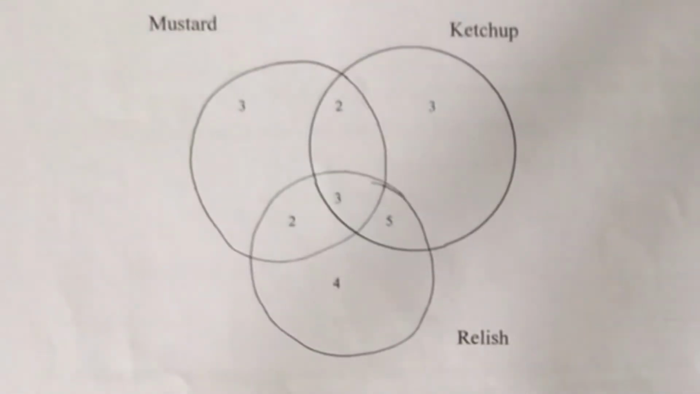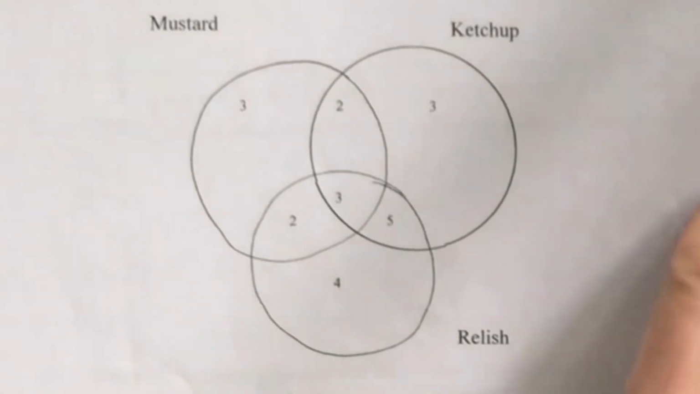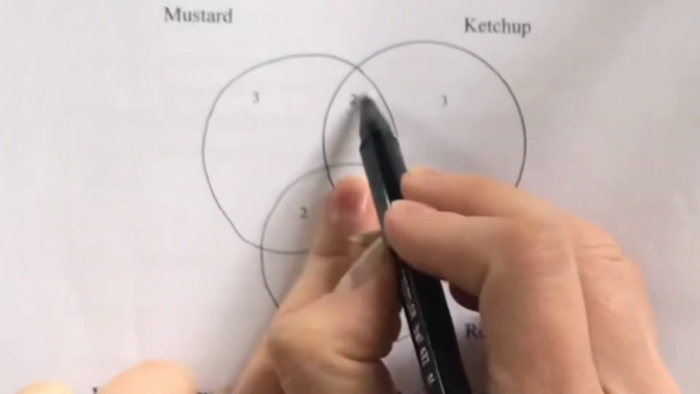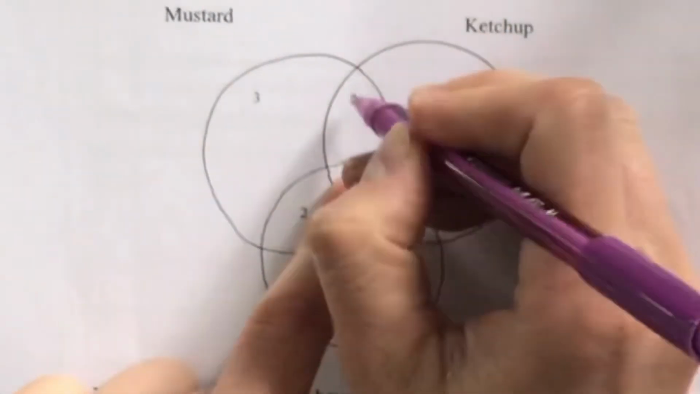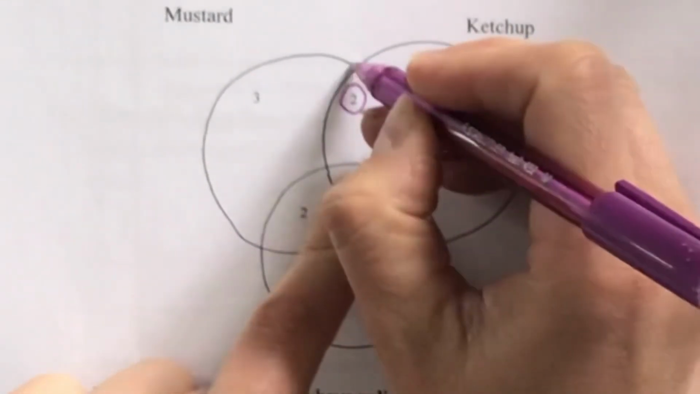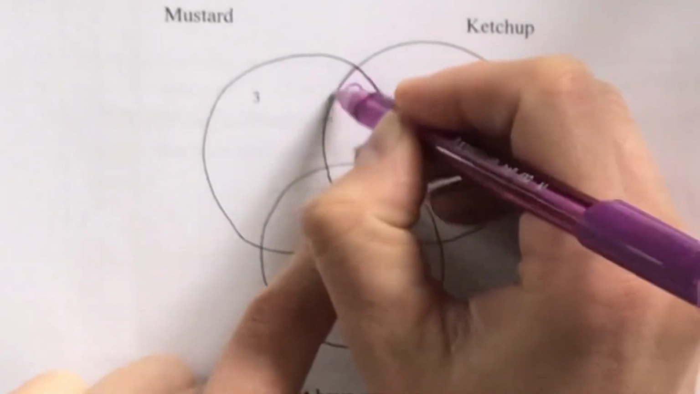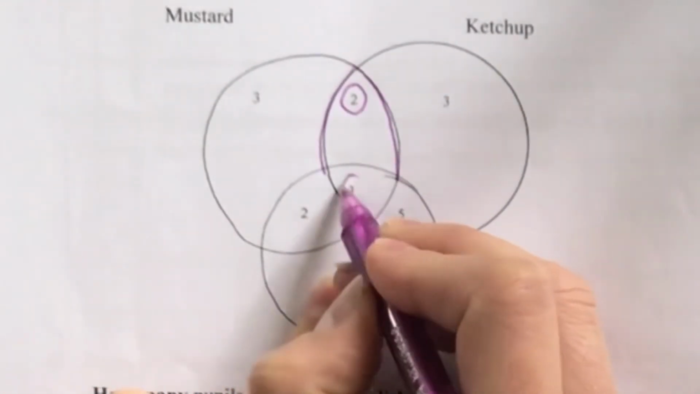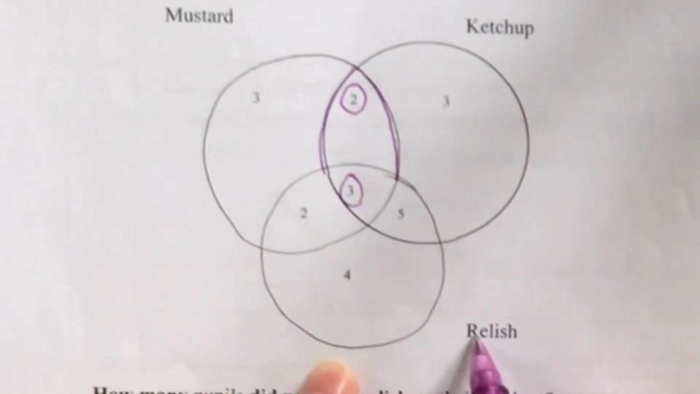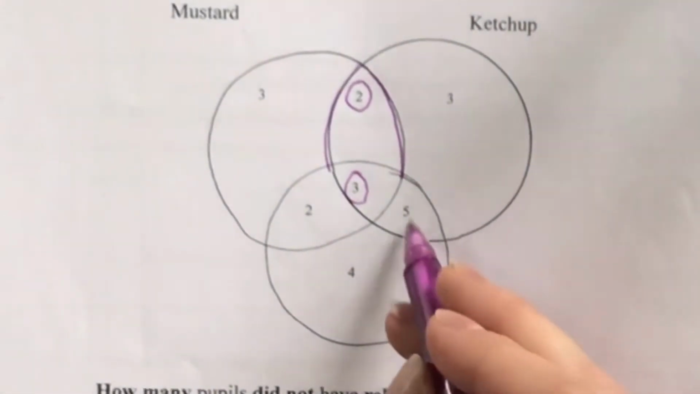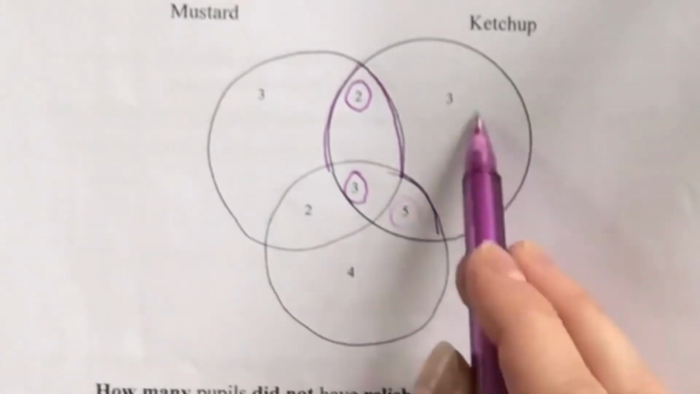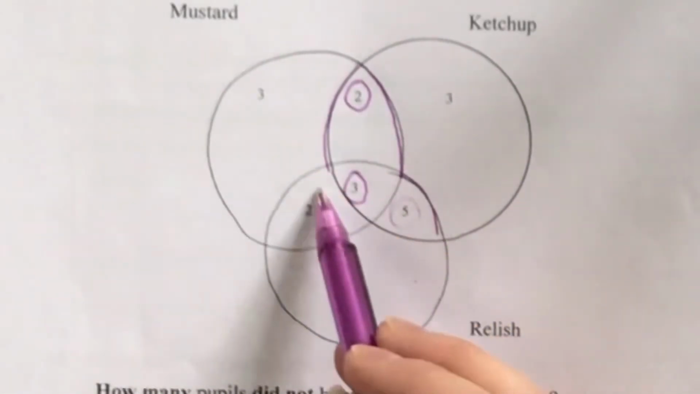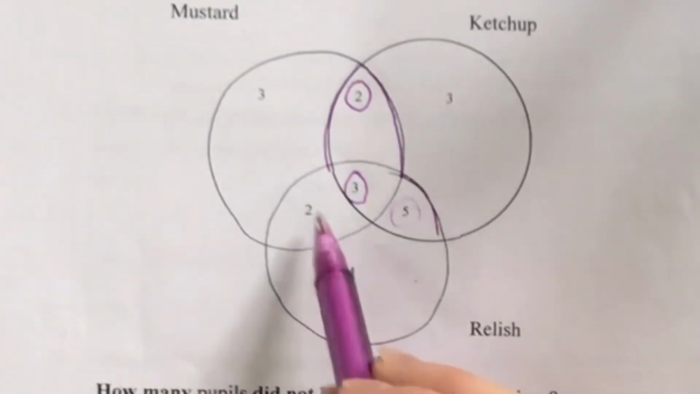Question 47. You've got some information about hot dogs. You need to work out how many pupils did not have relish on their hot dogs. If you look at the 3 circles, these pupils in here had ketchup and mustard, because that's the ketchup circle and the mustard circle overlapping. These pupils here had mustard, ketchup and relish. Pupils where these 2 circles overlap had ketchup and relish. And in this part, they had mustard and they had relish.